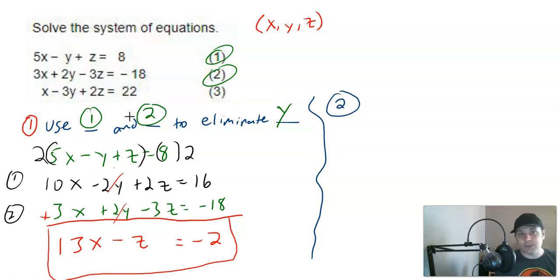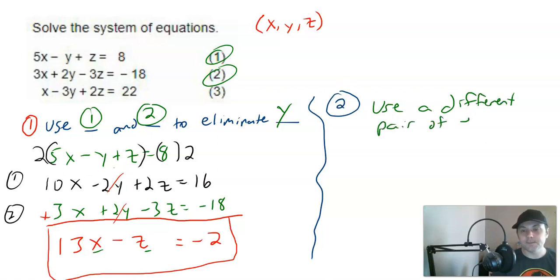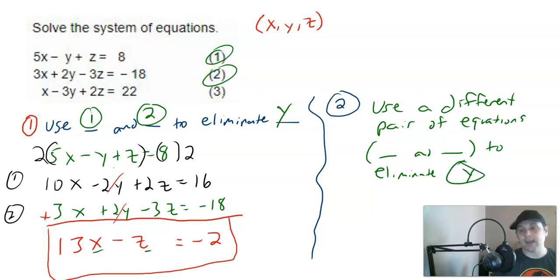So I can't use the 1-2 combo again to eliminate the same variable, right? Because I want to have a second equation with x and z. So I need y to be eliminated again. So we're going to use a different pair of equations. And so we'll use blank and blank. We'll have to make a choice again to eliminate y. I don't have a choice on that.